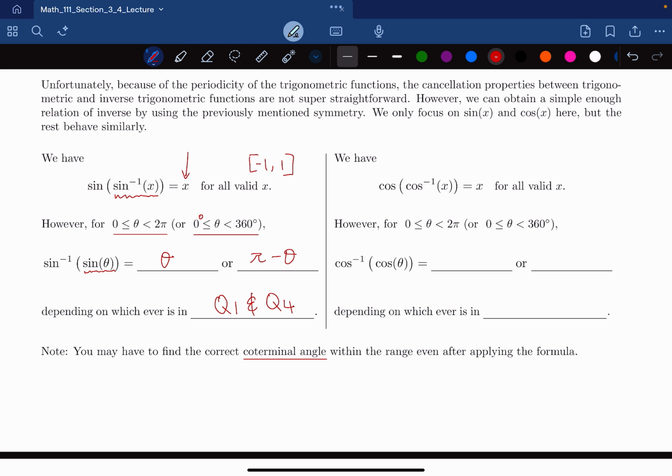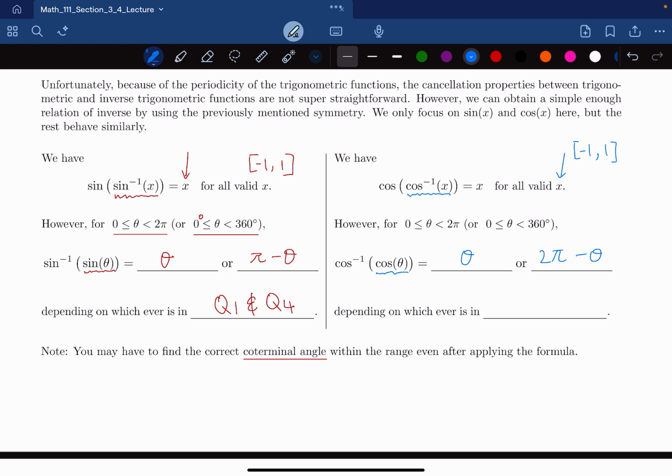Similarly, for cosine combination, same idea. The one with cosine inverse on the inside cancels out flawlessly. But again, that's just because this x is very limited. The domain for cosine inverse is also -1 to 1, so that one's kind of easy to remember. But for the same condition, cosine inverse on the outside, with cosine theta on the inside here, in this case we're either working with theta or 2 pi minus theta.